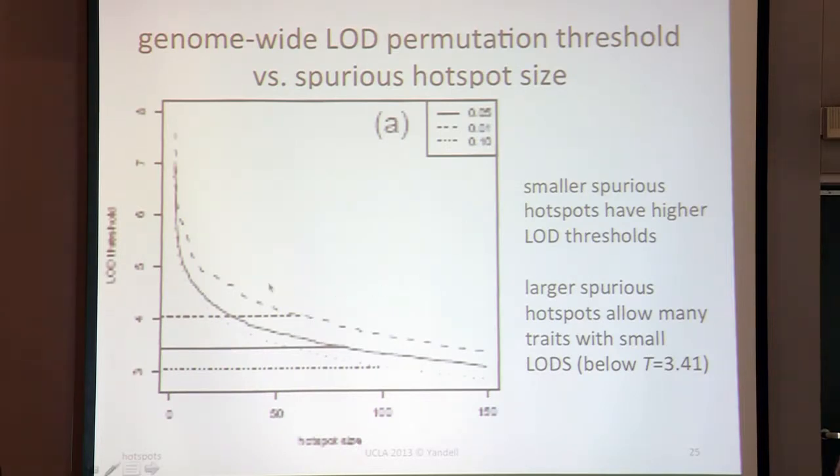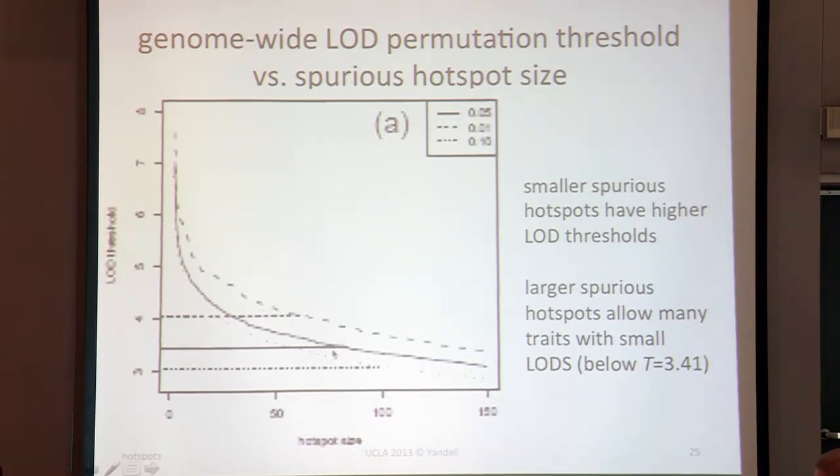And so we end up with some sort of a distribution here of the possible LOD thresholds and the hotspot size. So with a small hotspot, you need a larger threshold. And this is 5% and 1%. And there's a sort of minimum level that we want right here. This black line here is a minimal level which corresponds to that 82 we had before. So we never want to go below the single trait threshold, which in this case was about 3.4.